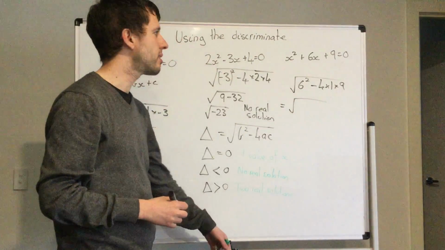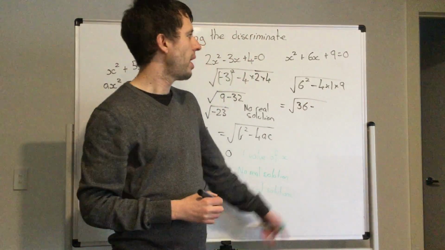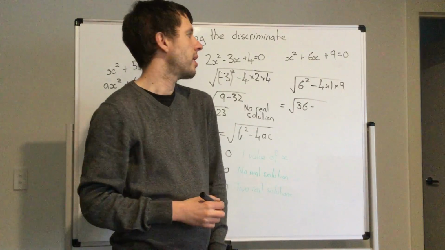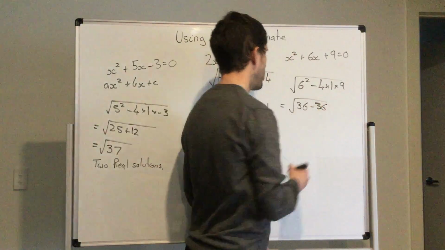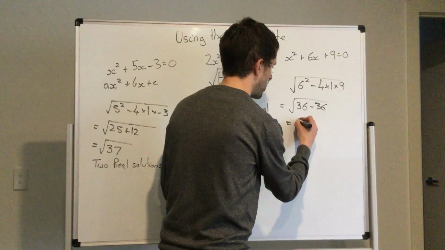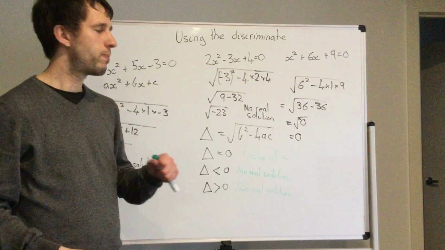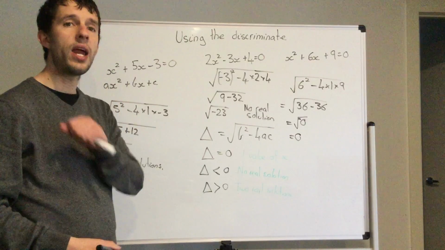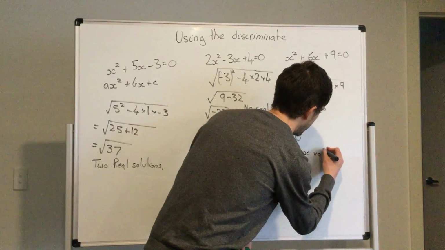So 6 squared, 6 times 6 is 36. Minus 4 times, negative 4 times 1 is negative 4. Negative 4 times 9 is negative 36. So I'm just going square root of 36 minus 36 equals the square root of 0. The square root of 0 is just 0, which comes back to this, which means there's only going to be one x value.